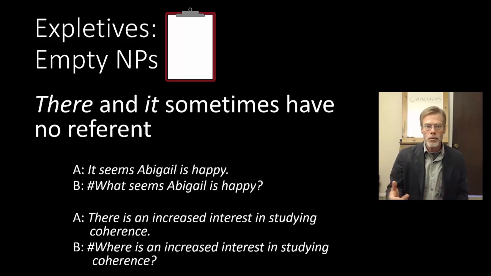So in these two cases, we've got words, pronouns, that usually are referential, like it can refer to just about any inanimate or even some animate objects. But in this case, it doesn't. It doesn't refer to anything. And likewise, there can refer to any place, but in this case, it doesn't refer to anything.